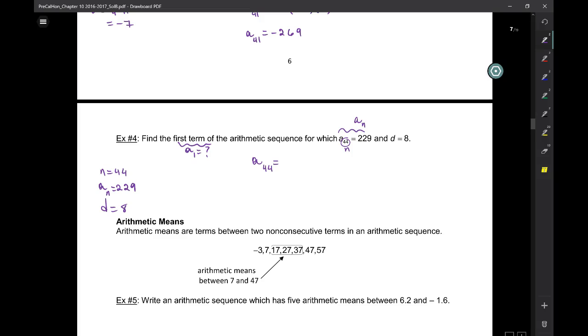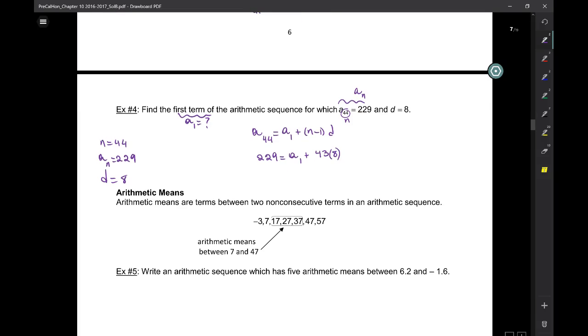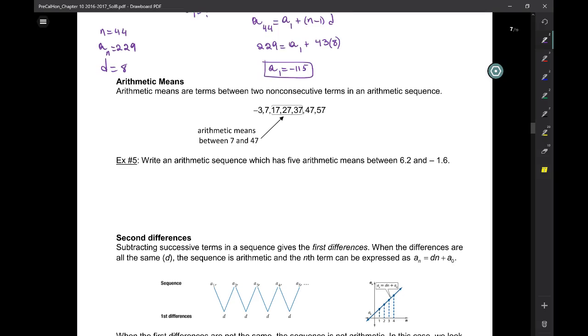A44 is equal to A1 plus (n minus 1)D. So 229 is equal to A1 plus 43 times 8. And I solve for A1 and it's negative 115. Okay, almost too boring, right? Yeah. Okay.